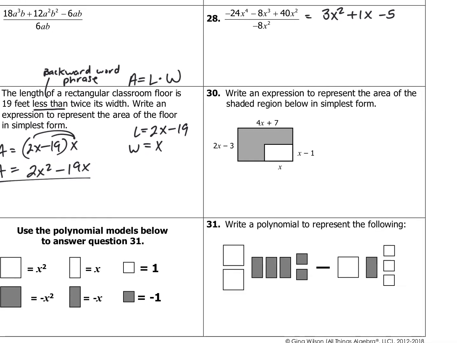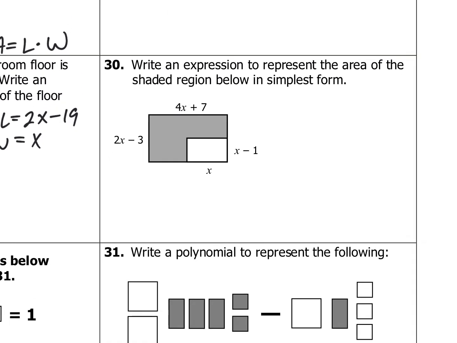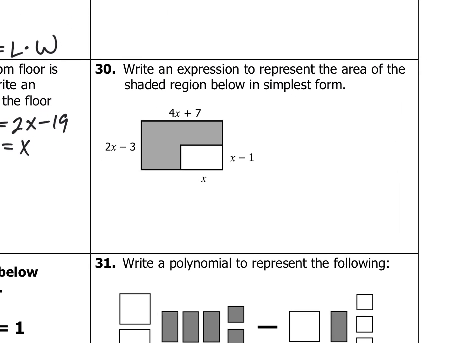All right, number 30. Write an expression to represent the area of the shaded region below in simplest form. Well, if we find the area of this whole rectangle, and then we find the area of this smaller rectangle, and then subtract them, that will give us the area of this shaded region. Okay, so here we go. The area of the larger rectangle, length times width, or vice versa, it doesn't matter the order that you put them in.